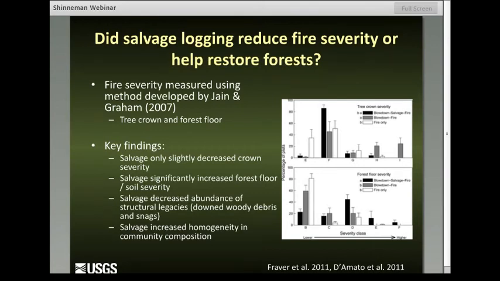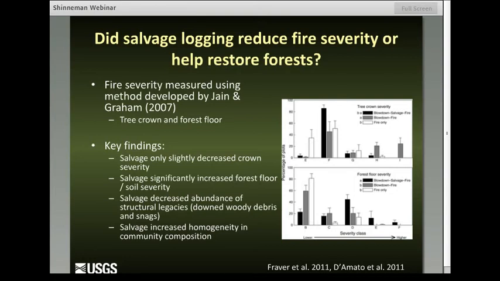It did, however, significantly increase the forest floor and soil burn severity in our plots. And although not necessarily a measure of fire severity, it also decreased the abundance of the structural legacies that would have been a remnant of blowdown or fire, including down woody debris and snags. And overall it increased the homogeneity of the community composition post-fire as well. So those were the effects.